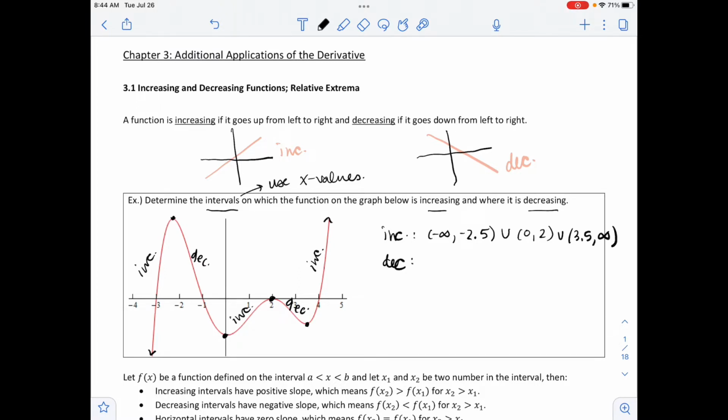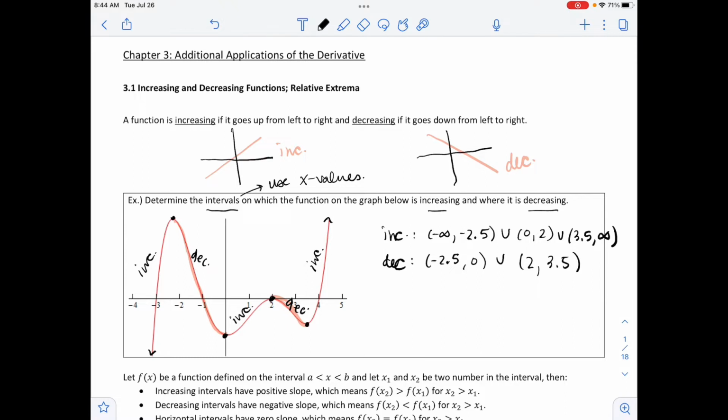Likewise, looking at our decreasing intervals, we have from negative 2.5 all the way to 0 for our x value, union, and then the last little one that we have here that is decreasing, I'll highlight it, is going from 2 to 3.5. So we'll say from 2 to 3.5.